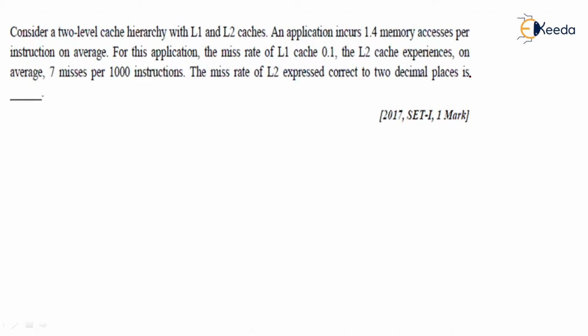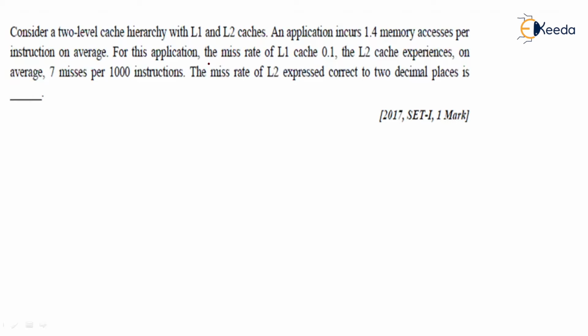Okay, now first understand this question. We are given a two-level cache, that is L1 and L2. One application is getting executed. When this application gets executed, it will take 1.4 memory accesses per instruction. One instruction, if you want to execute, will take on an average 1.4 memory accesses.